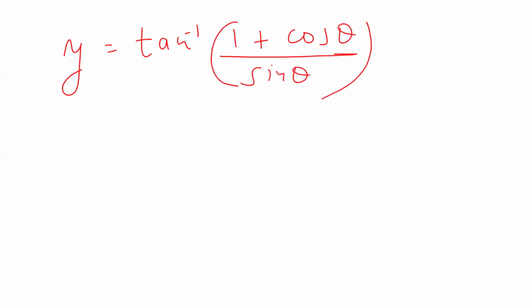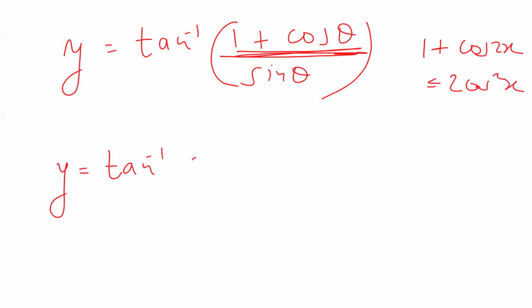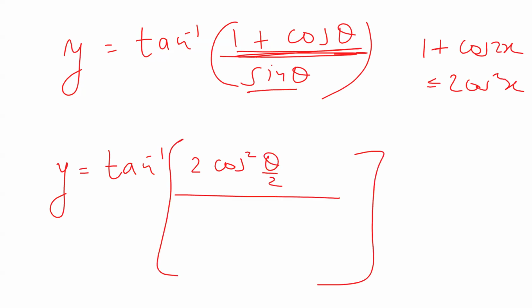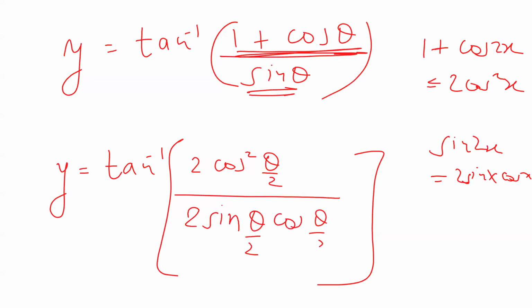Now this is very similar to some of the problems we have done earlier. Okay. So 1 plus cos 2x formula: 1 plus cos 2x is 2 cos square x. Okay. So y is equal to tan inverse of 2 cos square theta by 2, and down, sine 2x formula. Sine 2x is equal to 2 sine x cos x. Okay, so 2 sine theta by 2 cos theta by 2. Okay, so 2 got cancelled, square and this cos got cancelled.